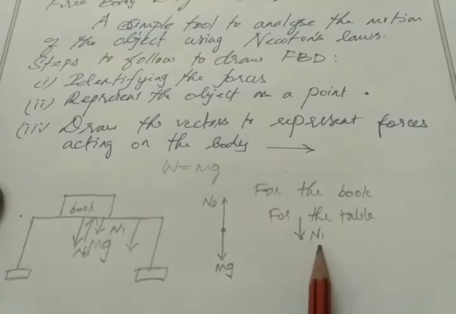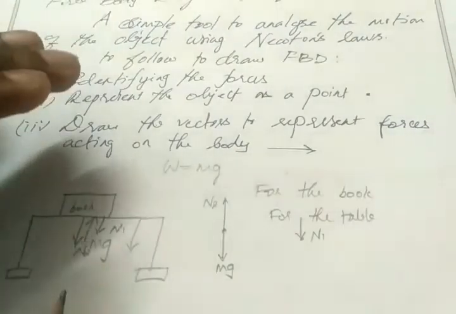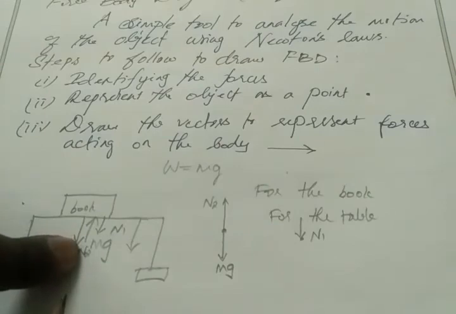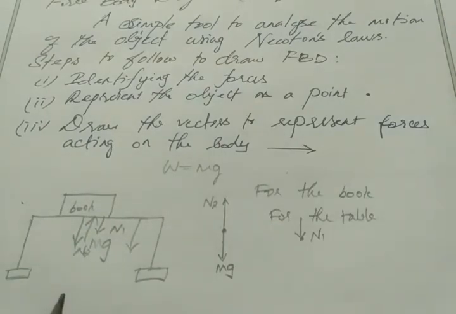So the table experiences normal force by the book. Book presses the table as well as table presses the book. So the book provides some normal force on the table. The table provides some normal force on the book. Clear? So this is how we have to draw the free body diagram.